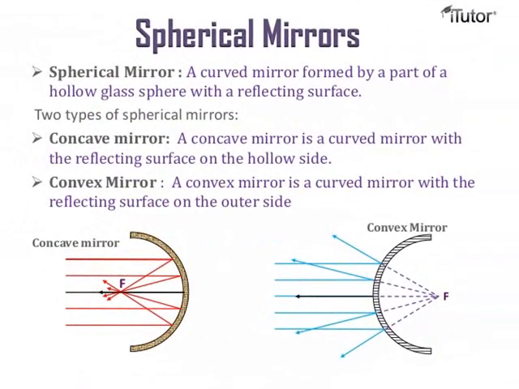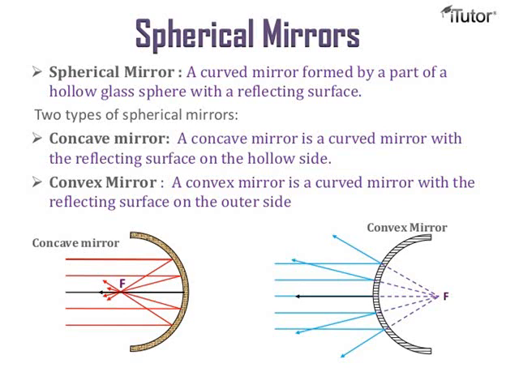This slide gives you the definition for spherical mirrors, concave mirrors and convex mirrors. What is a spherical mirror? A curved mirror formed by a part of a hollow glass sphere with a reflecting surface is known as a spherical mirror. As I told you, when you cut a football equally, then each part of it will behave like a mirror. Now in this, what is a concave mirror?